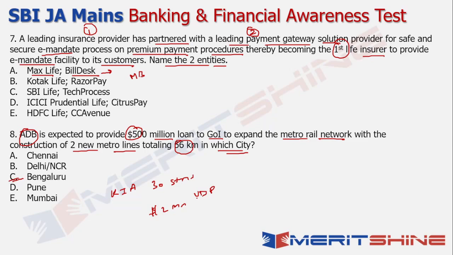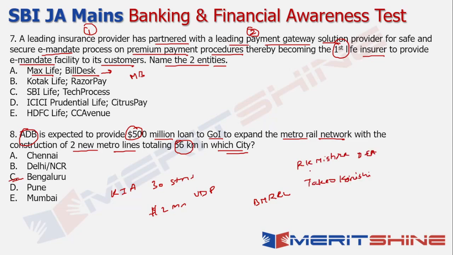Now the grant will be utilized by BMRCL, which is your Bengaluru or Bangalore Metro Rail Corporation Limited, right? So that's the entity that is going to basically use the funding being provided by ADB, right? So that's the context overall.